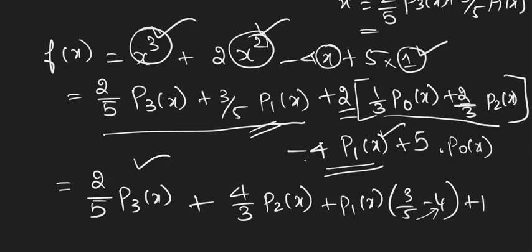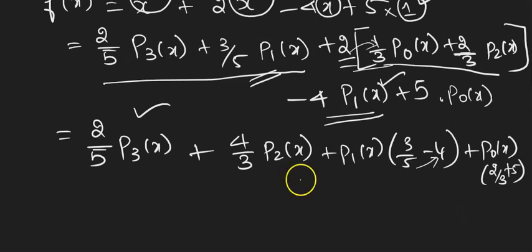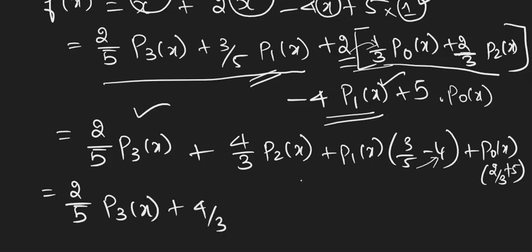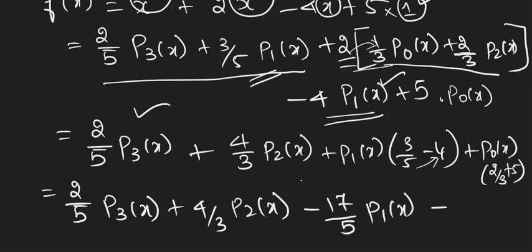And then last P0 of x. What are the terms we have in P0 of x? 2 into 1 by 3, right? 2 by 3 plus 5. So 15, let me simplify. 2 by 5 into P3 of x plus 4 by 3 into P2 of x, then minus 17 by 5 P1 of x and then plus 17 by 3 P0 of x. So this is the solution.